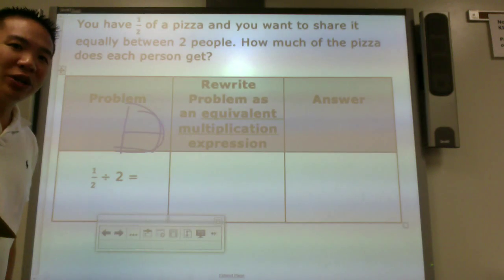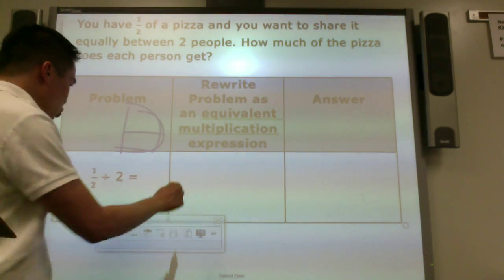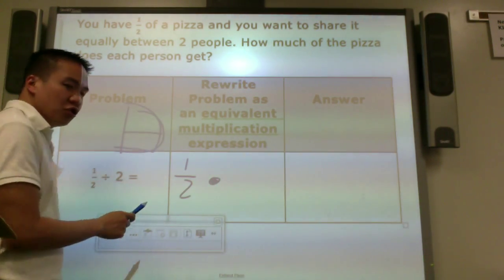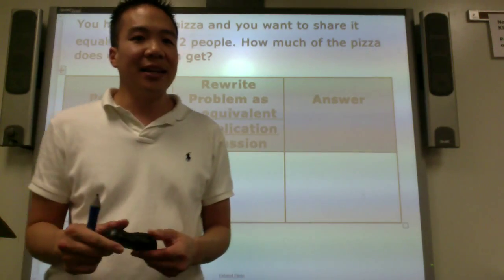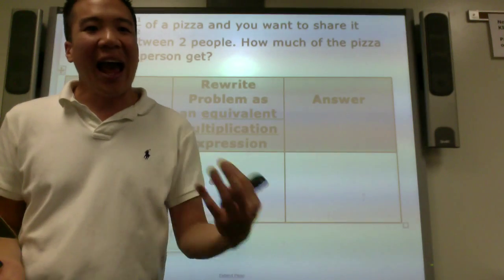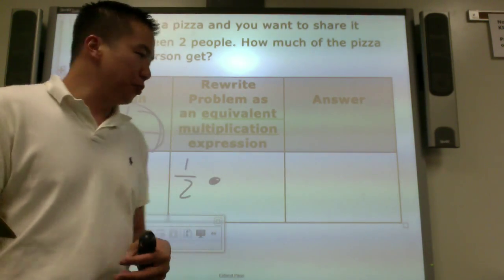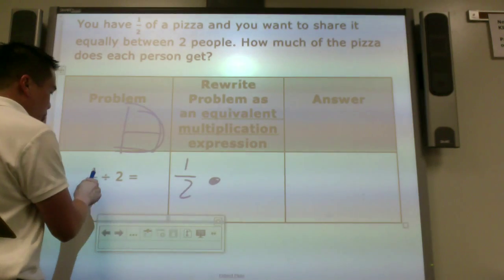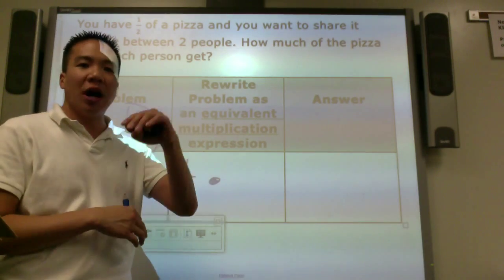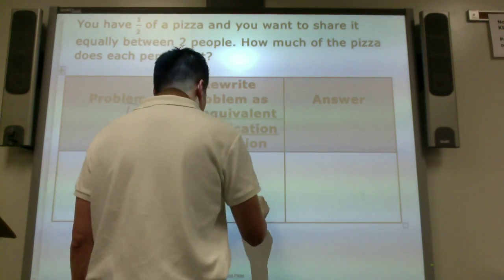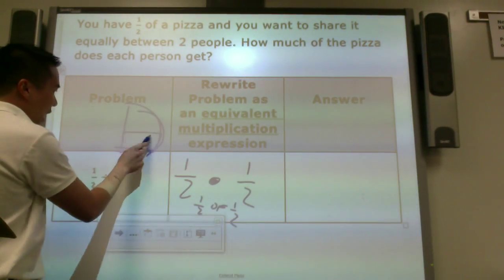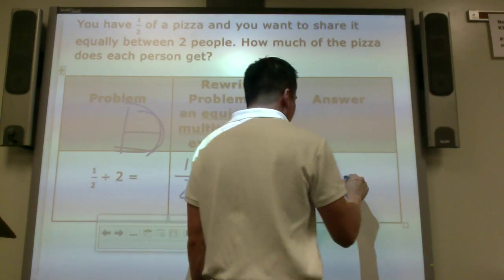Is there another way to rewrite this as an equivalent multiplication expression? So it's 1/2, and you want to divide it into 2. Is there another way to say divided by 2? Half of something is the same thing as saying divide by 2. So how can I get half? You start with half of a pizza, then you multiply by the reciprocal of 2. The reciprocal of 2 is 1/2. So you're doing half of a pizza. Half of a pizza is 1/4.